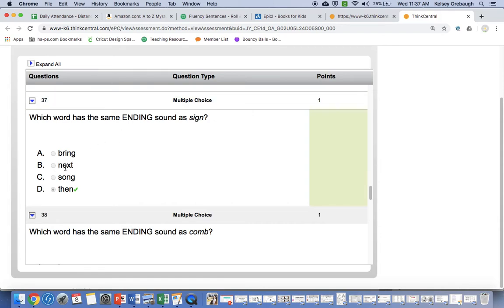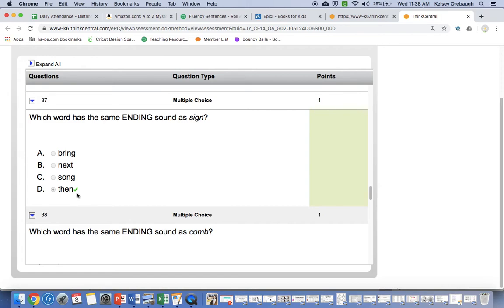B, the word is next. Xt is the ending sound. Not the same as sign. C is another tricky one. Song. We hear that ng sound again. The N and the G blended together. Ng. Sign. Ng. Do you hear the difference? In the word song, we hear that g sound very clearly. In sign, the G is totally silent.